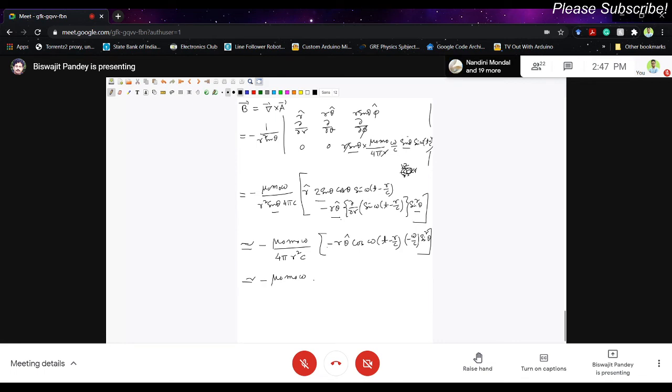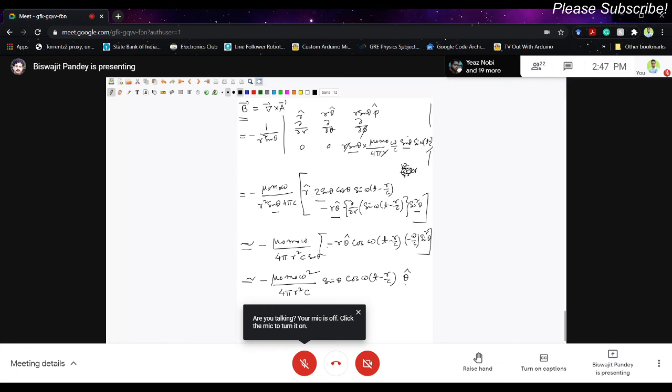So it is mu 0 m0 omega square, and in the denominator 4 pi r square times c, and then we have sin square theta. One sin theta was here, which I had not written, so one sin theta will be cancelled. We'll have sin theta in the numerator and then cos of omega t minus r by c, and the direction is theta cap. Clearly the magnetic field is pointing towards theta cap, whereas the electric field was pointing towards phi cap.